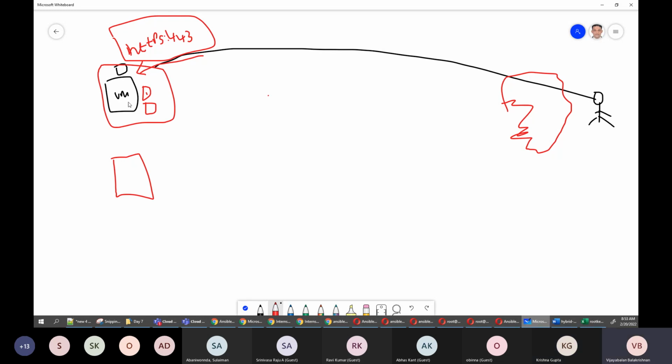Okay, now in this VM, you are adding one more application, which has a different functionality and a different port. Again, you will create a rule, right? Yes. So this rule again is particular to this VM, right? Correct.